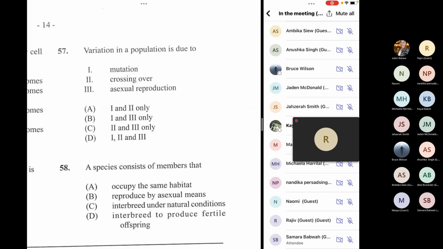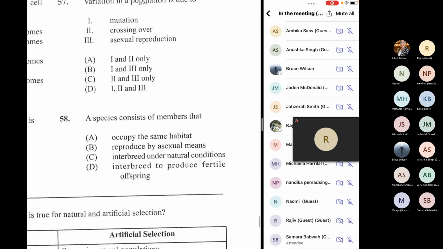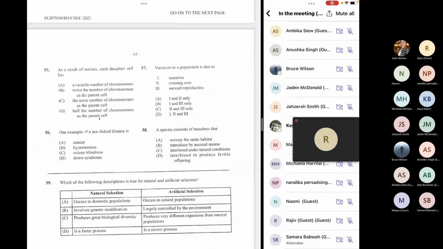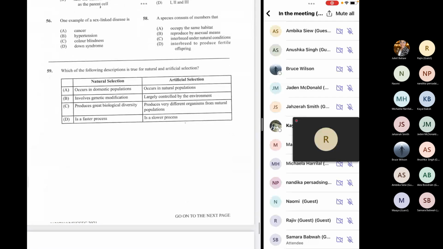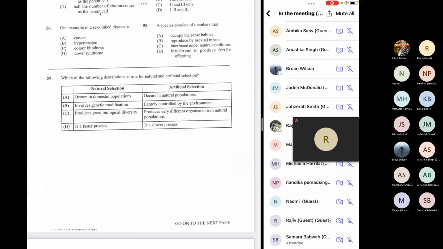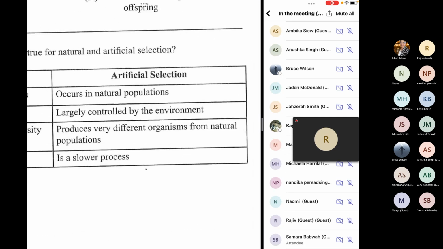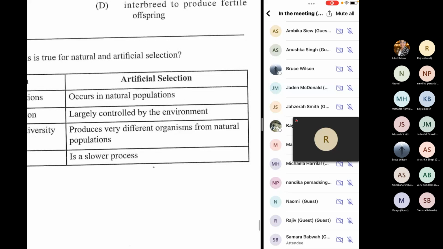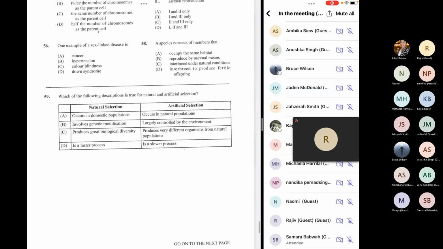58. A species consists of members that D, interbreed to produce fertile offspring. And then 59 now. Which of the following descriptions is true for natural and artificial selection? This one is C. Natural is produce great biological diversity. Artificial is produce very different organisms from natural population.